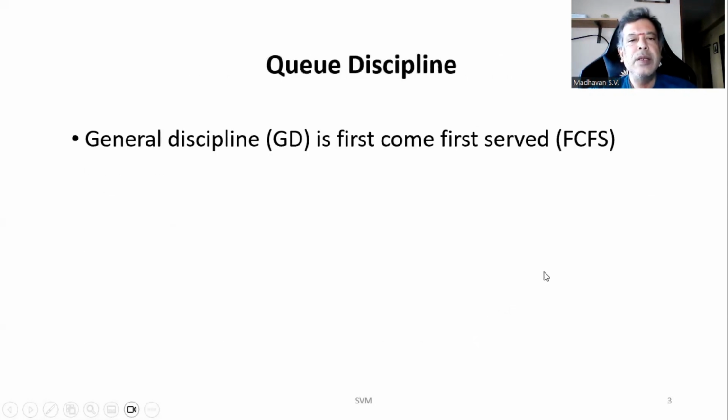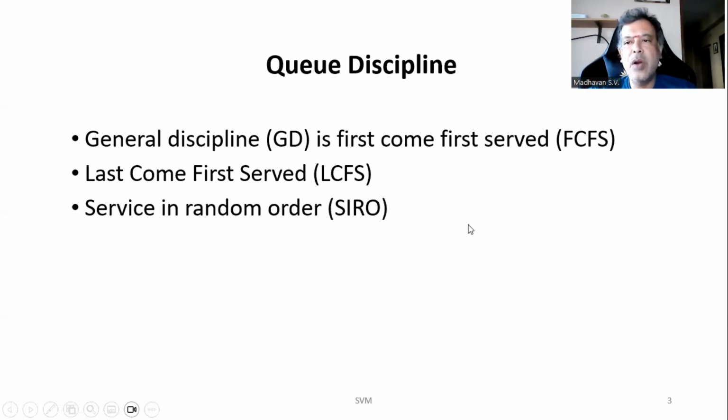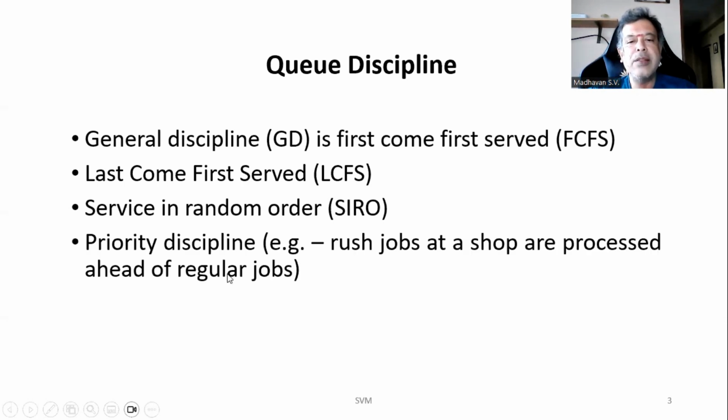Queue discipline. General discipline is also called first come first served, or FCFS, or FIFO. Another one is last come first served, and then service in random order. Priority discipline, that is rush jobs at a shop are processed ahead of regular jobs, means when some urgent customer order comes, that becomes priority. So it won't wait in the queue, it will be directly taken for service. Most of the cases you find this FIFO only is being followed.